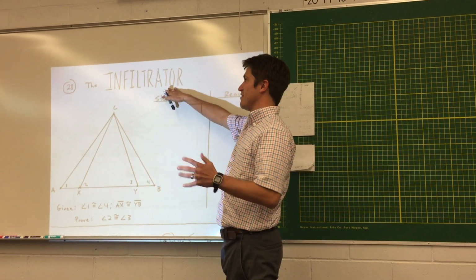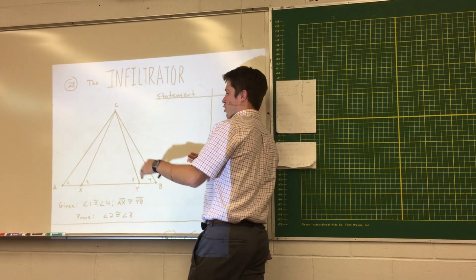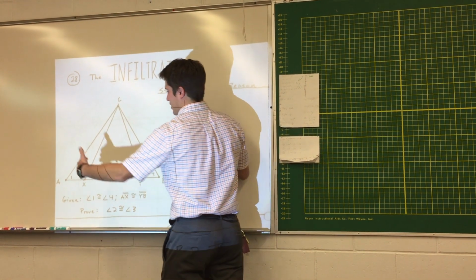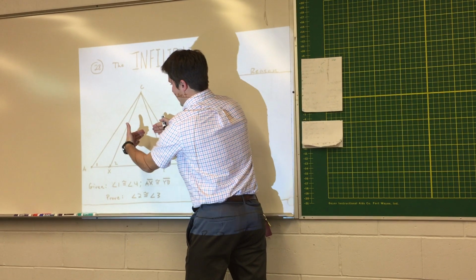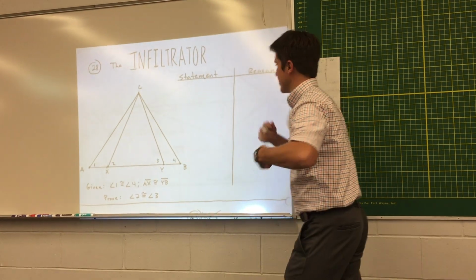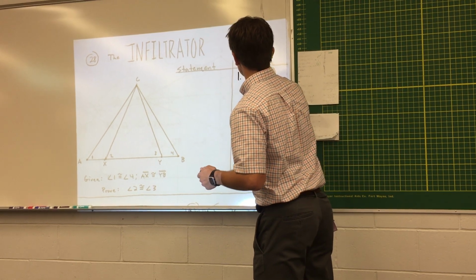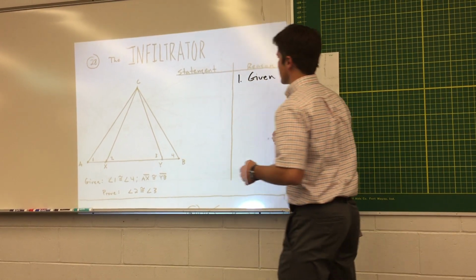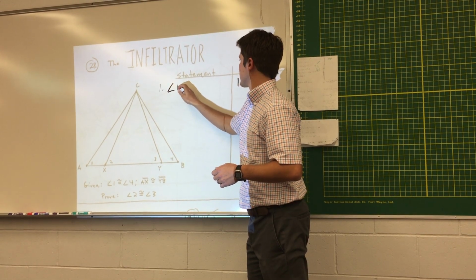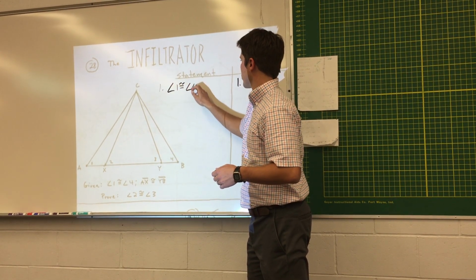Infiltrator proof. We call it the infiltrator because the way we're going to go about this proof is we're going to prove angle 2 is congruent to angle 3, but we're going to work outside in. We're going to start at an outside triangle and work our way in. So go ahead and write in the given, and mark up your picture as well.